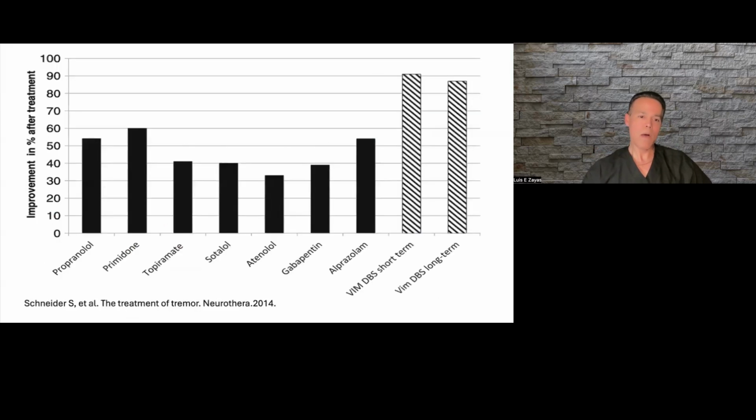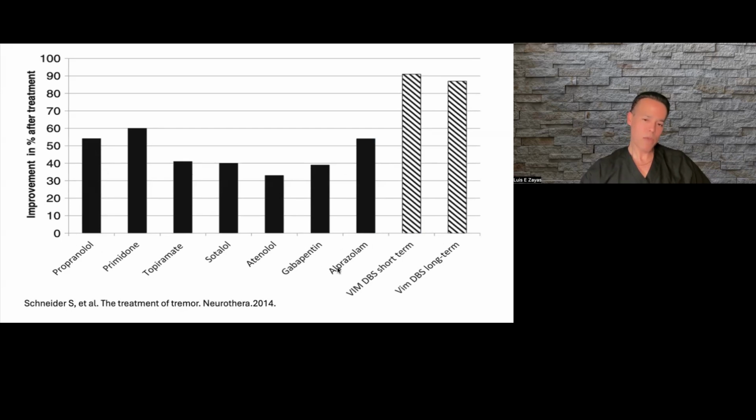Now, this is a very nice table from this group in 2014, comparing all the medications that we have available to treat tremors, and comparing with deep brain stimulation. And you see, this is the percent of improvement, right? So we talked about propranolol, which is 55%, primidone 60%. Look at topiramate, improved 40%.